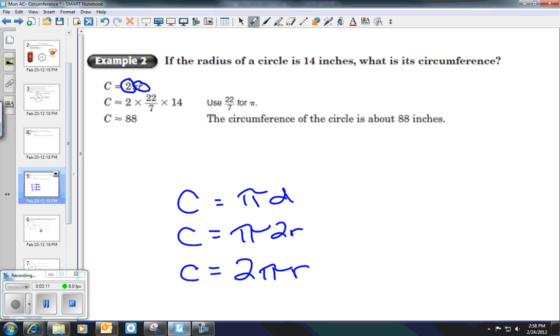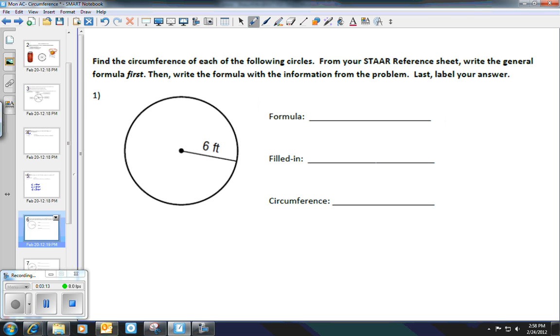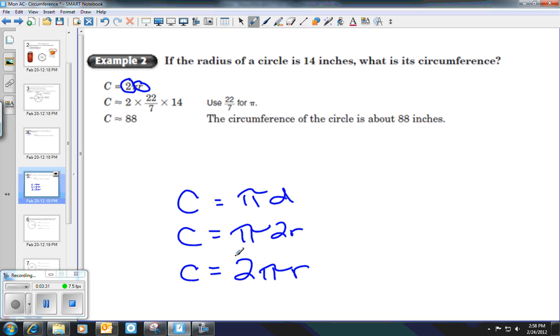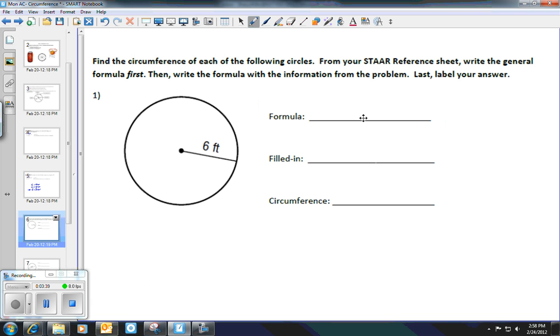Okay, let's take a look at some examples. We're going to do a couple of examples. Find the circumference of each of the following circles. From your star reference sheet, write the general formula first. Then write the formula with the information from the problem. Last, label your answer. Looking at number 1, we're given the radius. So which of these formulas would we use if we have the radius? We're going to use circumference equals 2 pi r. So I'm going to write in the formula, circumference equals 2 times pi times r.